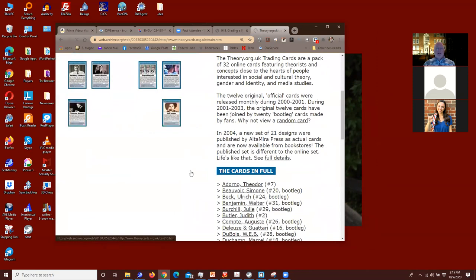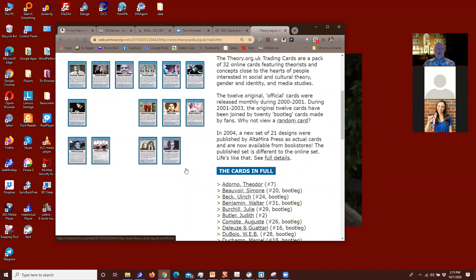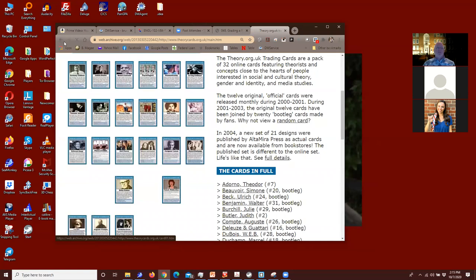Which has a bunch of these, just boil them down to one card, and then you read the card and decide if you want to try to use that approach.